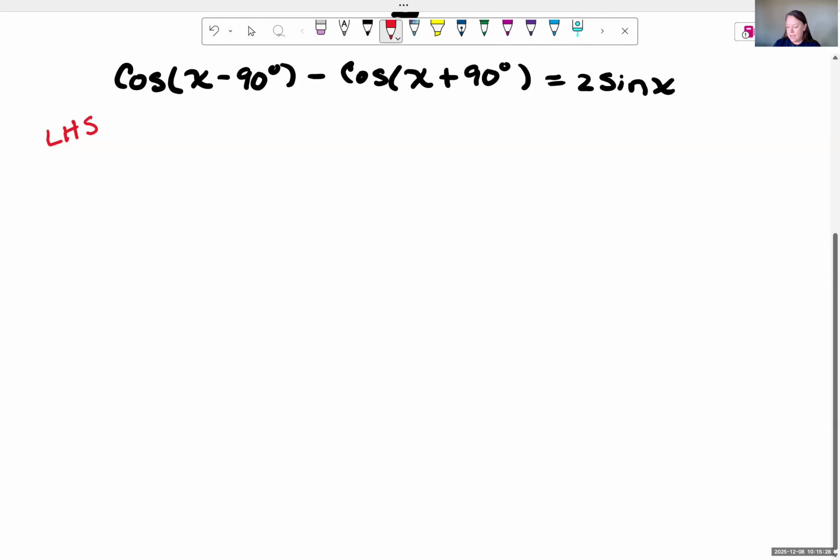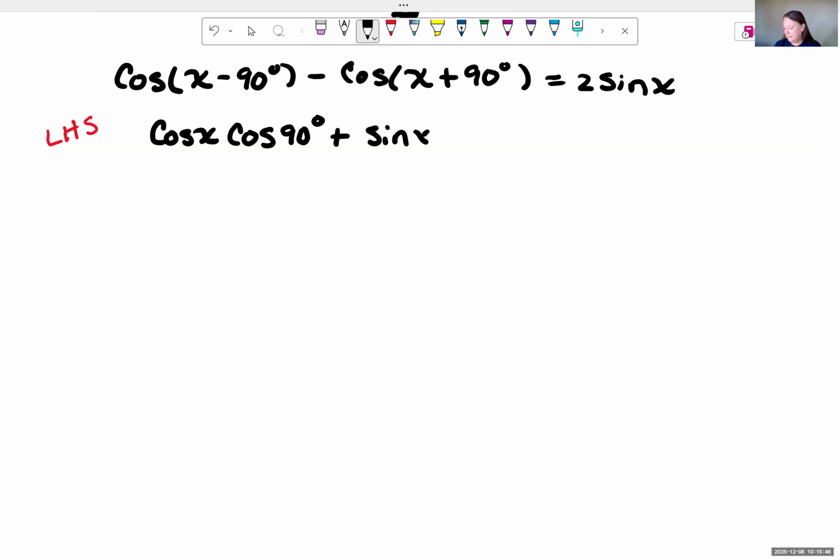And I'm going to work on the left-hand side only and make it look like the right-hand side. So the formula for cosine of a difference of angles was cosine of the first angle, x, cosine of the second angle, in this case 90 degrees, opposite sign that was in between, so plus, sine of the first, which is x, sine of the second, which is 90 degrees. So that was just this first term.